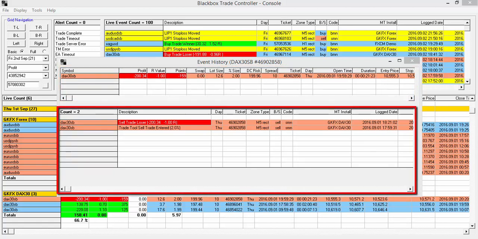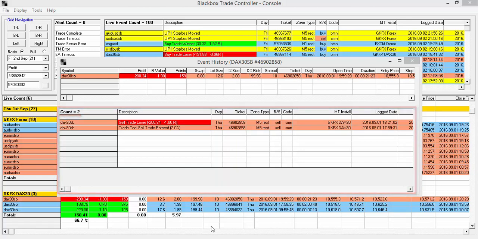The lower grid displays all events relating to the trade, with the most recent at the top. In this case, there are two events representing trade entry and trade complete. Therefore, the event count is 2.